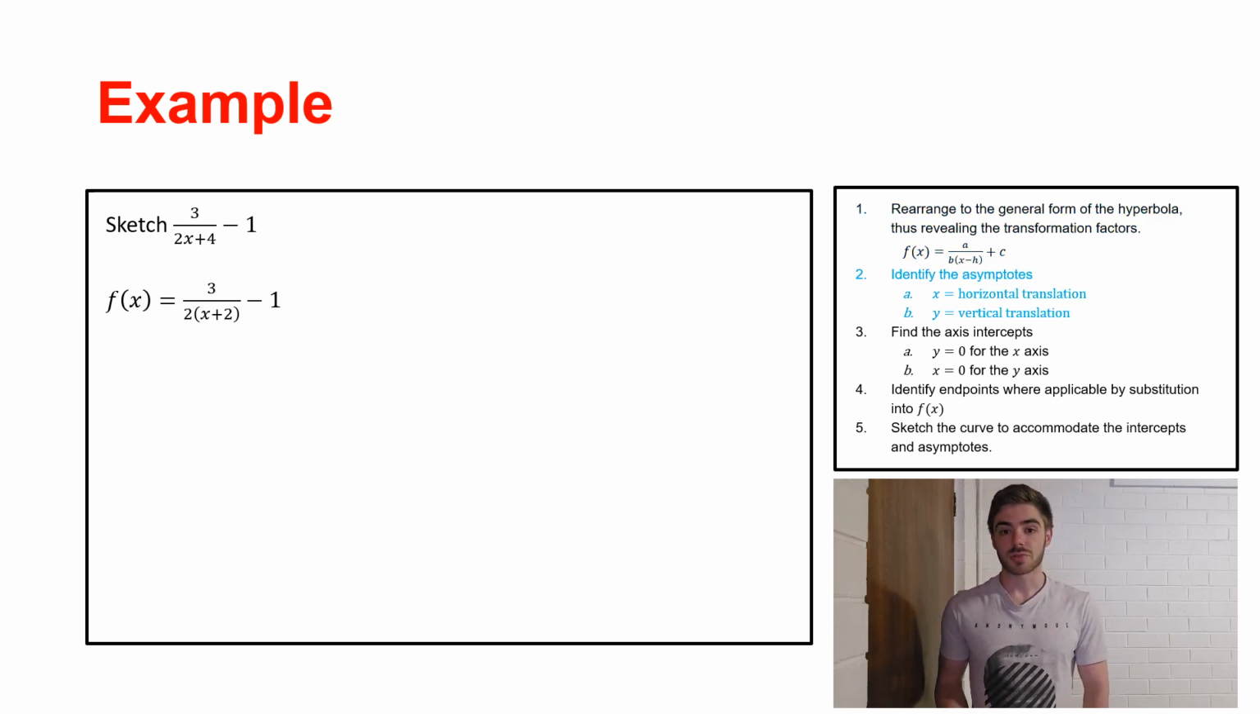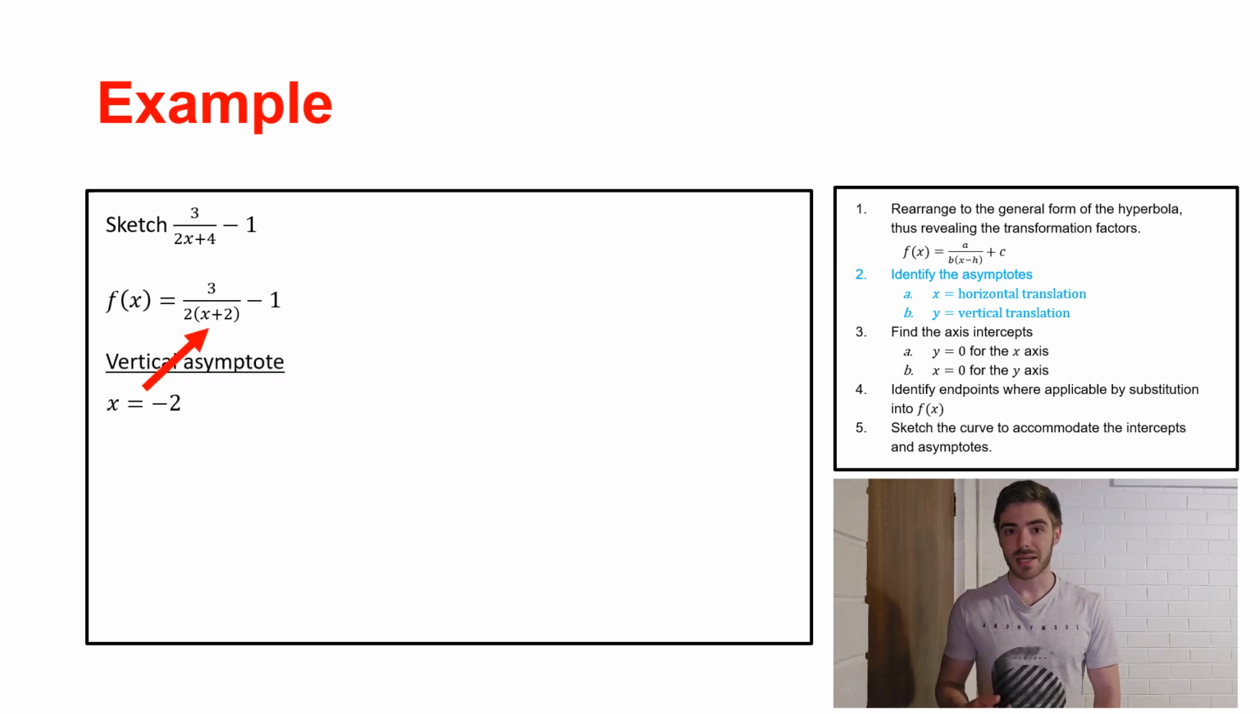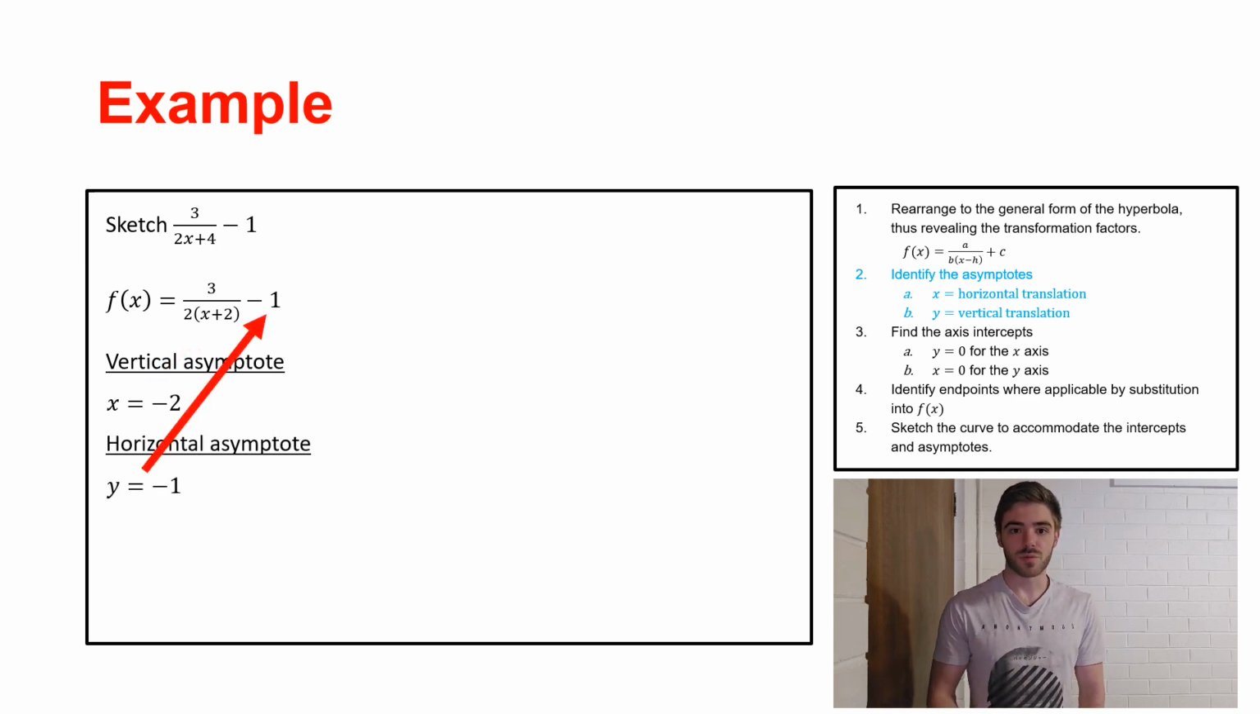In this case, we have a horizontal translation left by 2, meaning that our vertical asymptote is going to be x equals negative 2. Our vertical translation is responsible for giving us our horizontal asymptote, in which case we now have a horizontal asymptote of y equals negative 1.